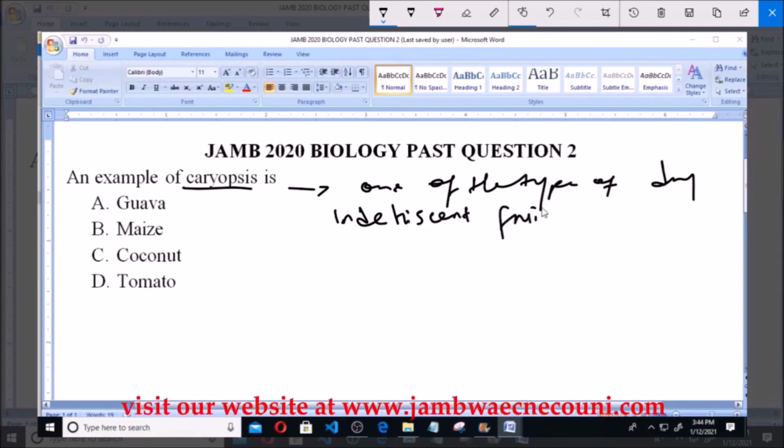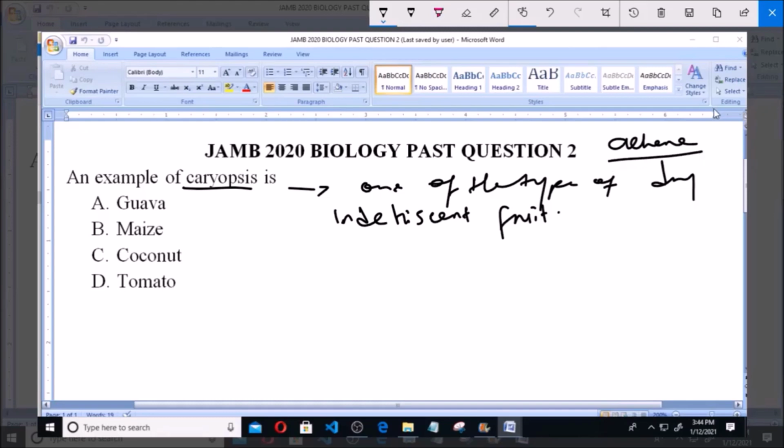Dry indehiscent fruits are those fruits which do not split open when they mature. They only fall to the ground and then probably decay. They do not split open when mature. Those are dry indehiscent fruits. Now, caryopsis is a typical example of dry indehiscent fruit, just like we have the achene. The achene is also an example of dry indehiscent fruits.